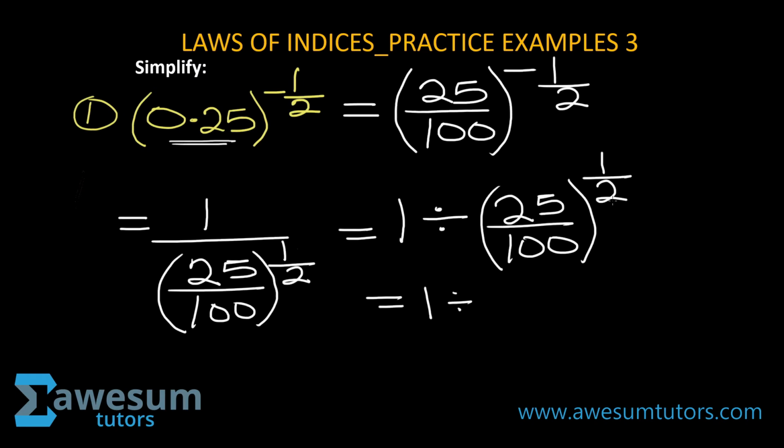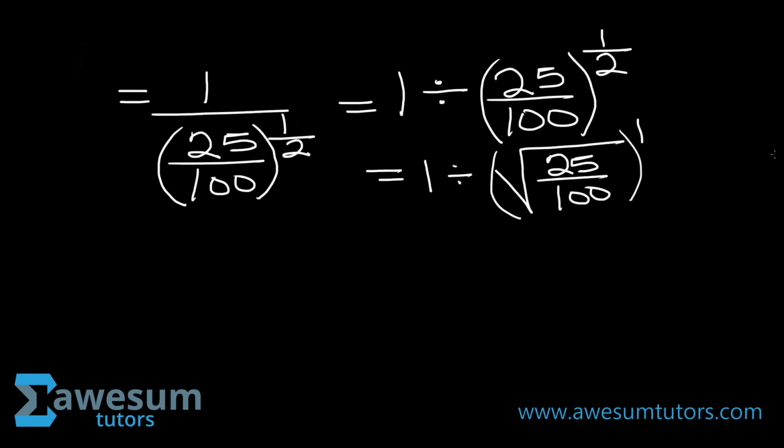So these two at the denominator is going to be a root, which is going to be the square root. So that's going to be the square root of 25 over 100. Because your numerator is 1, you can decide to put 1, or if you don't put it, it is also fine, because anything raised to the power of 1 is that thing, right?